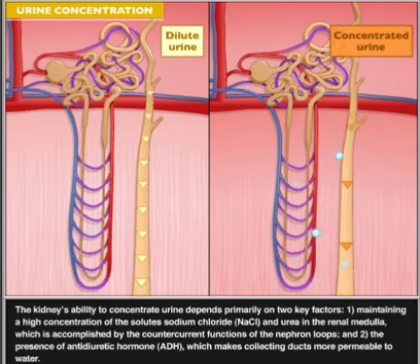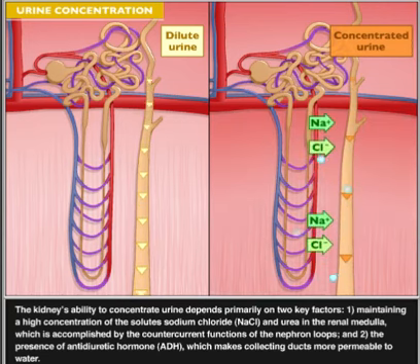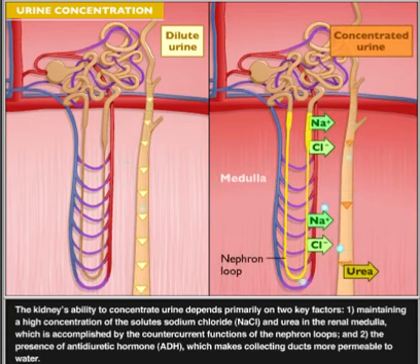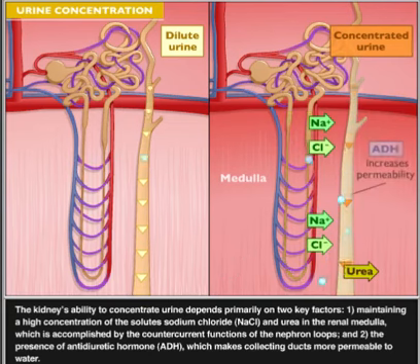The kidney's ability to concentrate urine depends primarily on two key factors. 1. Maintaining a high concentration of the solutes sodium chloride and urea in the renal medulla, which is accomplished by the countercurrent functions of the nephron loops. And 2. The presence of antidiuretic hormone, ADH, which makes collecting ducts more permeable to water.